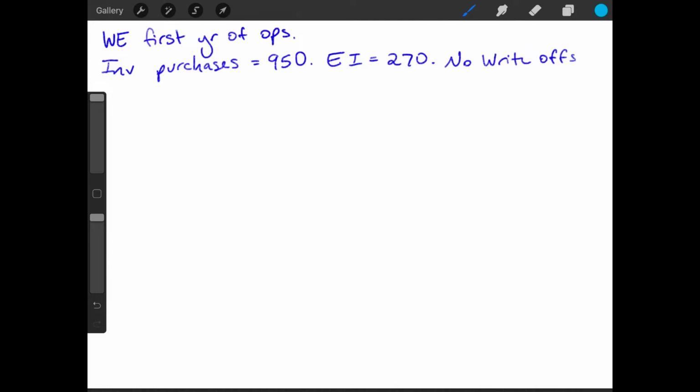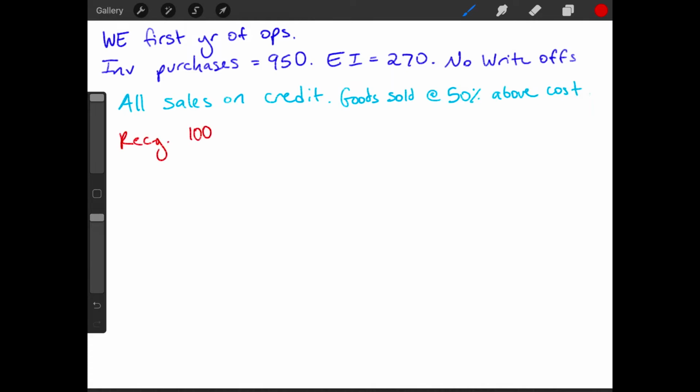Next, the information given is that all sales were on credit, and that its markup on cost is 50%, which means that its retail price is 50% above the cost of inventory. So when you're calculating your revenue, you would multiply your cost of goods sold times 1.5. Next, the question tells you that Winston Enterprises recognized $100,000 of bad debt expense, and that they wrote off specific accounts worth $50,000.